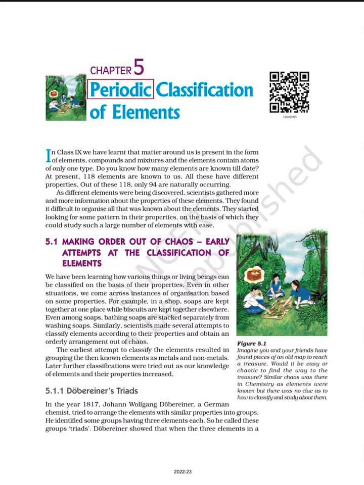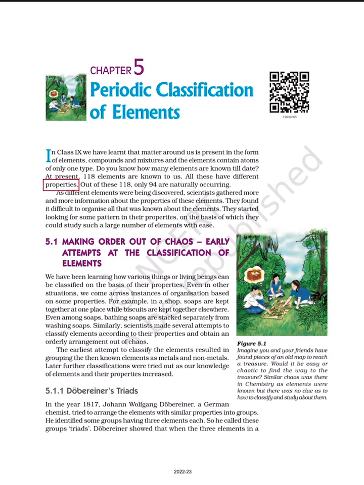Chapter 5. Periodic classification of elements. In class 9 we have learned that matter around us is present in the form of elements, compounds and mixtures, and the elements contain atoms of only one type. Do you know how many elements are known till date? At present, 118 elements are known to us.